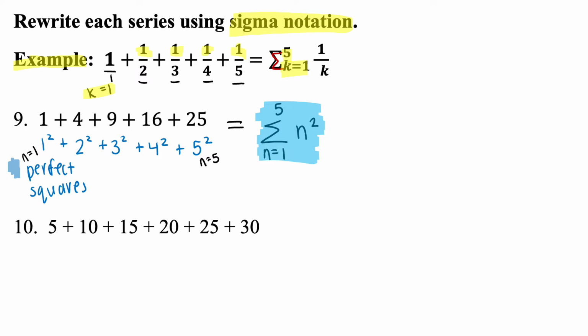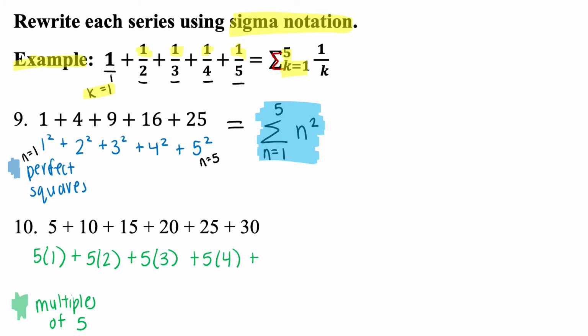For number 10, again, we want to take that sum of terms and write it using sigma notation. So here we have 5 plus 10 plus 15 plus 20 plus 25 plus 30, and something these all have in common is that these are all multiples of 5. So I'm going to rewrite this as multiples of 5. So this would be 5 times 1 plus 5 times 2 plus 5 times 3 plus 5 times 4 plus 5 times 5 plus 5 times 6 would give me 30.